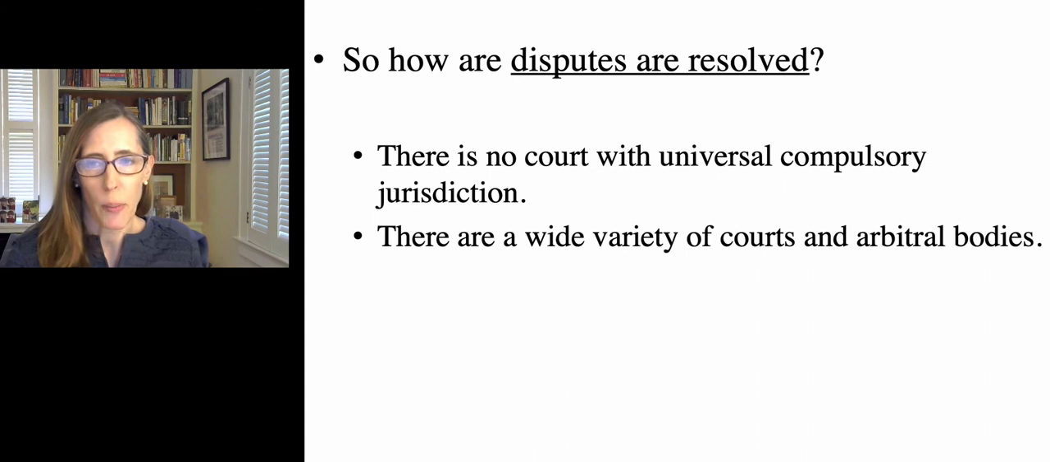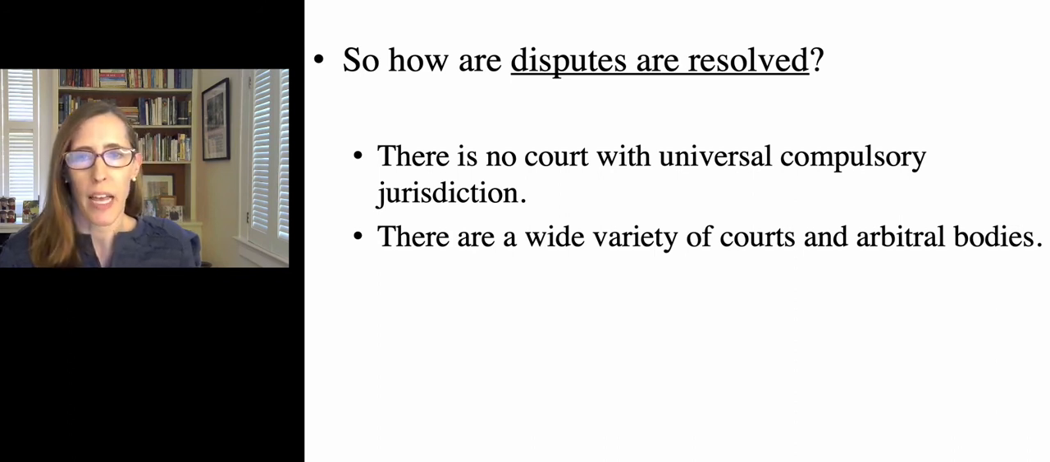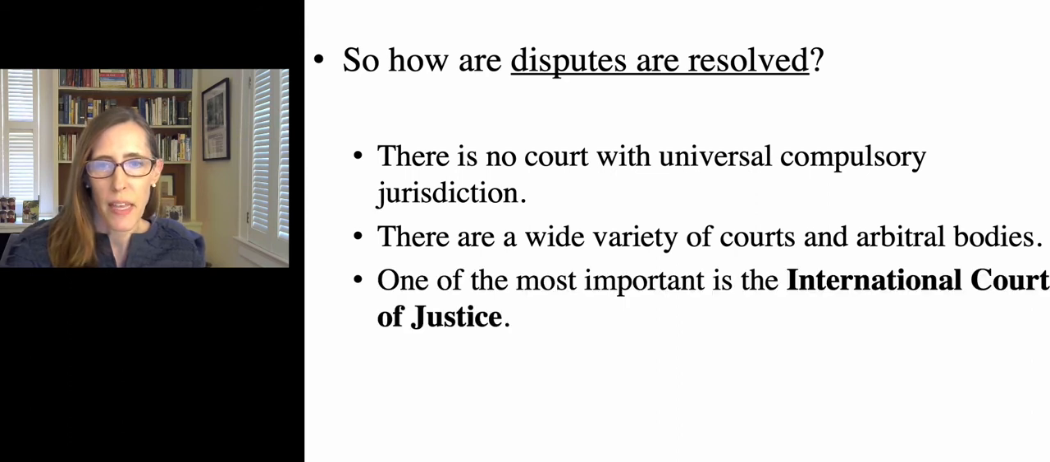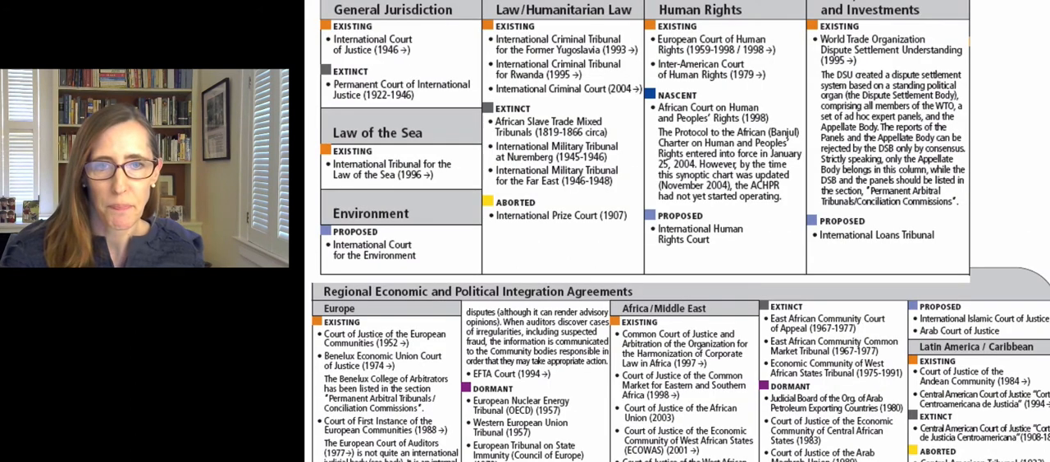but there are a wide variety of courts and arbitral bodies that can resolve disputes. And we'll talk a little bit about that broader set of courts, but focusing today on the International Court of Justice, which is one of the most important ways in which states can resolve their disputes with one another. Now, there's a wide array of international bodies that states can go to, and this is just a small picture of some of them. As you can see, the International Court of Justice is in the upper left-hand corner here.